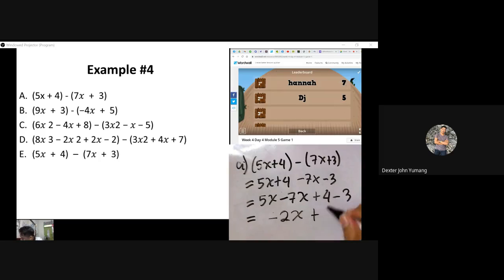Next, 4 minus 3, meron kang pera na 4, may utang ka na 3, ilan yung utang mo? May sobra ka pa na sukli. And sobra or sukli is positive, so that is positive 1. So please copy example number 1 solution. Very good, Astral. Okay, type on the chat box please if you're done.